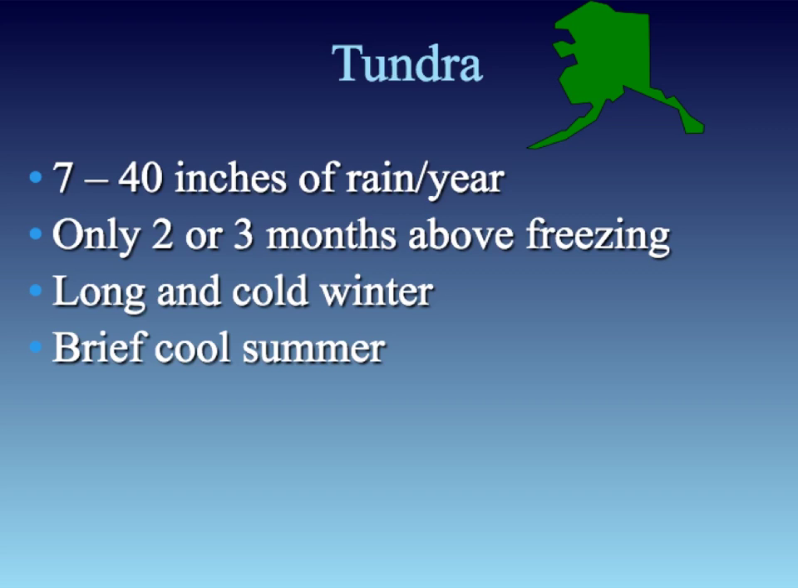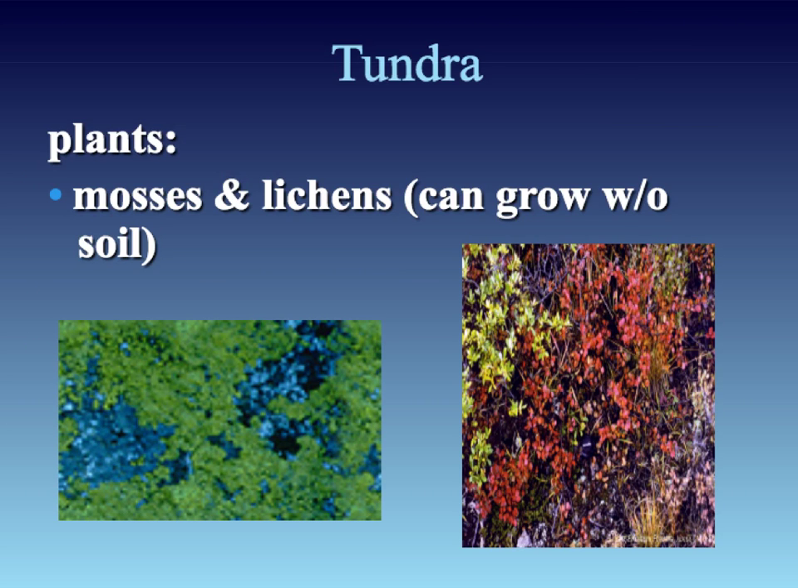It doesn't get a whole lot of rain a year, just slightly more than what a desert would receive. It's 7 to 40 inches of rain per year, and only 2 or 3 months of the year does the temperature even get above freezing. The summers are very brief and they are not very warm. They just get just above freezing, and the winters are very, very long and cold.